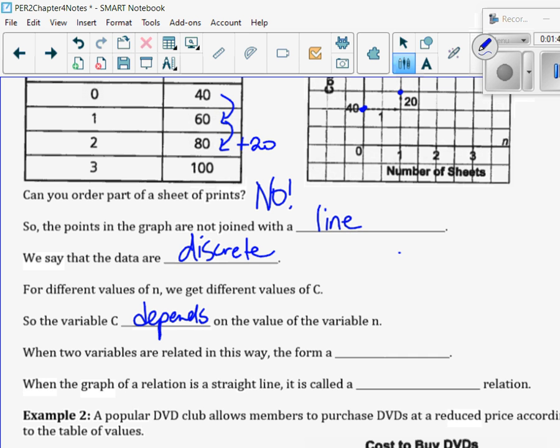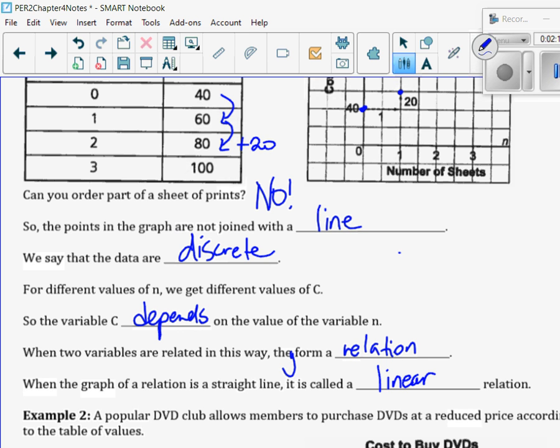When two variables are related in this way, they form a relation. When the graph of the relation is a straight line, or looks like a straight line, even though it's not connected dot to dot, it's called a linear relation.